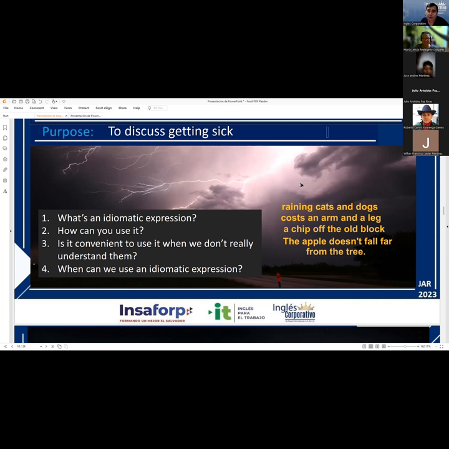If you're saying that you are just living by the day, you live with what you get that day. You get some money, you spend it that day. Next day, you get more money and you spend it that day, and so forth. So that is an idiomatic expression. Now, when can we use an idiomatic expression? When we are in a conversation, when we feel comfortable with the people that we are around. When we are with friends, we use idiomatic expressions.